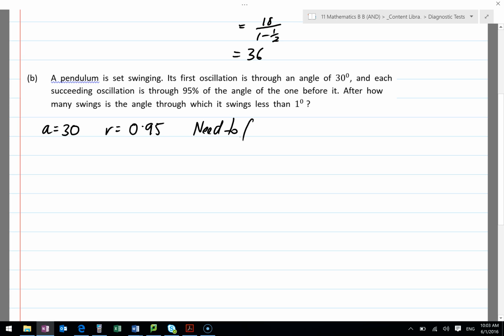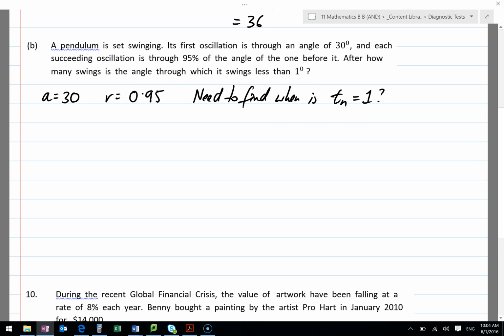Okay, so I need to find when is this term equal to 1 degree. Okay, and then make some judgment based on less than, greater than. Okay, so this should be reasonably straightforward. Okay, remember we've got our formula for the general term. So the general term in this scenario will be 30 times 0.95 to the power n minus 1. Okay, and I want to know when does that equal 1.